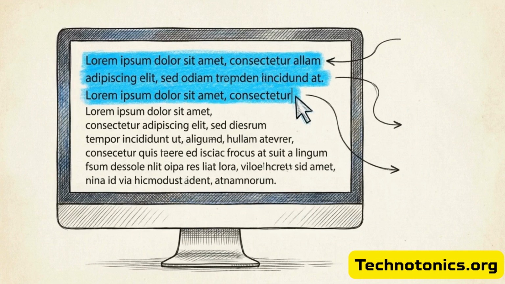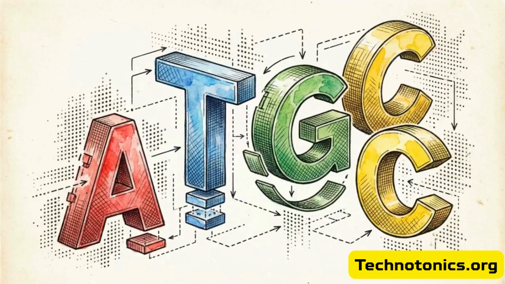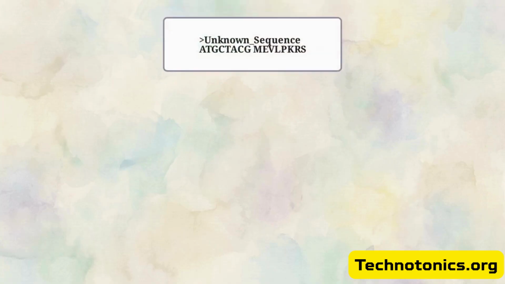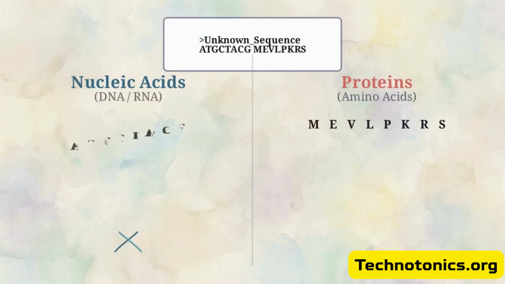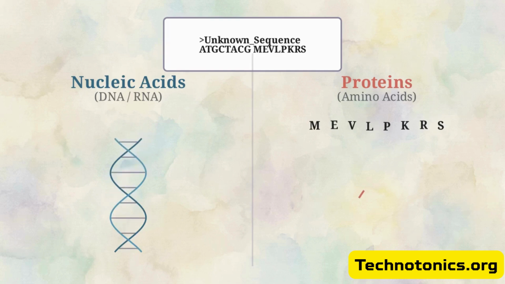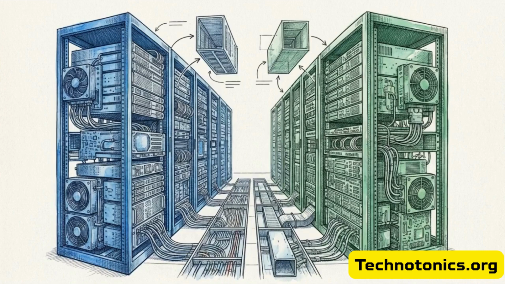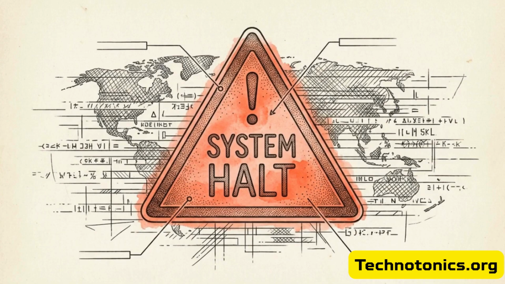Step 1 is simple. Open the file containing your raw sequence and copy the text. Before we move to the tool, look at the letters you just copied. You need to verify if the code is made of nucleic acids, DNA and RNA, or if it is a chain of amino acids representing a protein. Biological databases are strictly separated by molecular type. Identifying whether you hold a nucleotide or a protein is the mandatory first step to prevent an immediate search failure.